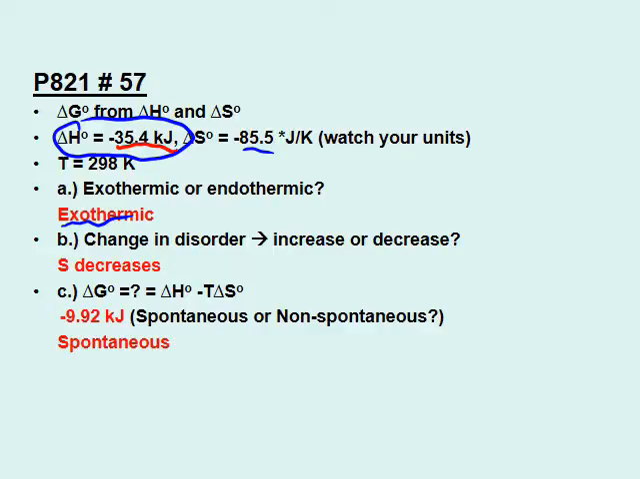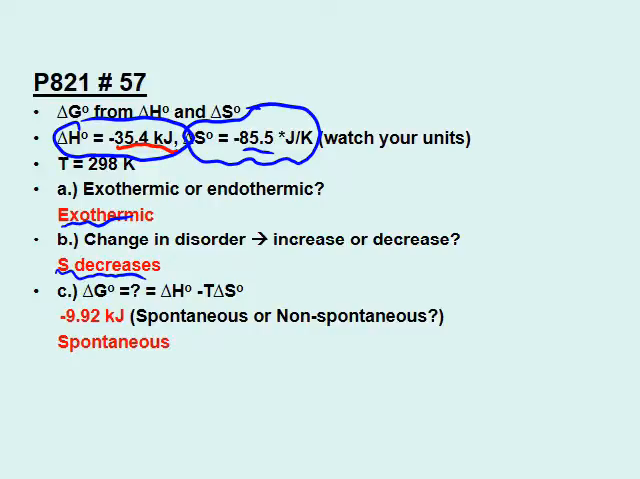Part B. The question is, does this reaction lead to an increase or decrease in randomness or disorder of the system? So what is happening here with entropy? Again, we interpret this value, minus 85.5 joule per Kelvin. That's the change in entropy. So entropy is negative. Negative means the final entropy is smaller than the initial entropy, or entropy decreases in this reaction. So this is the answer.